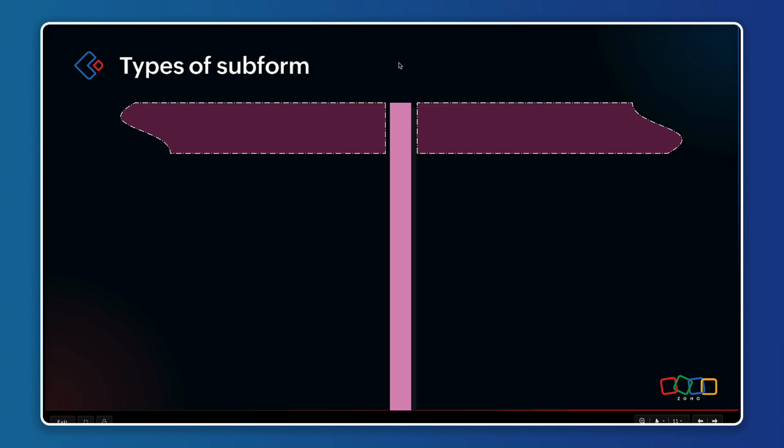So now that you have an idea of what a subform is, let's understand the different types of subform that we have within the Creator platform. So we have 2 different types. The first one is your blank subform, followed by an existing subform. Let's understand the difference between these two.